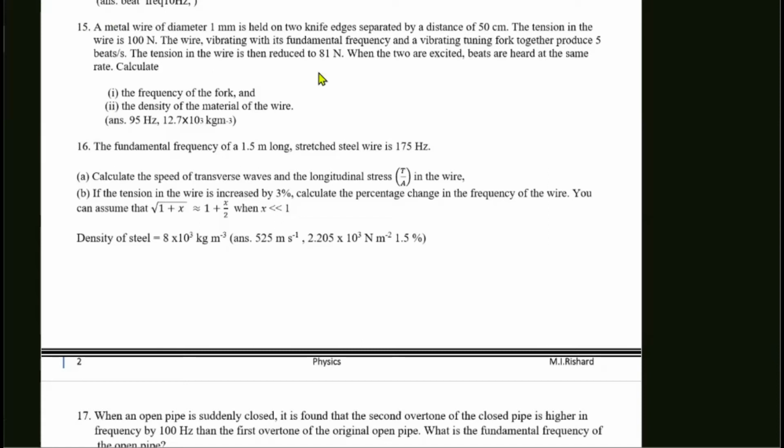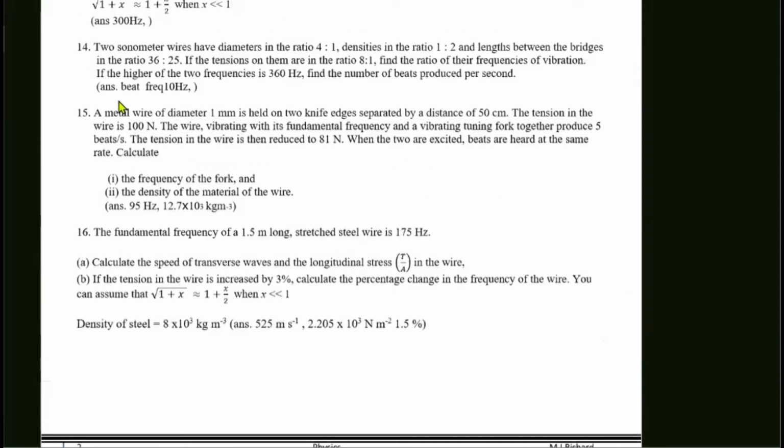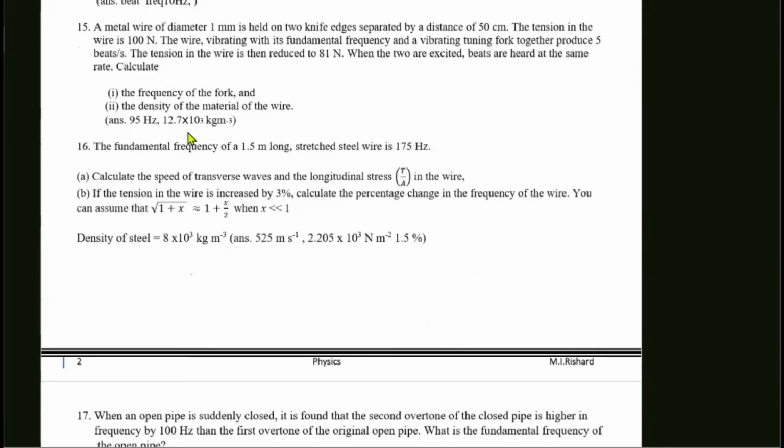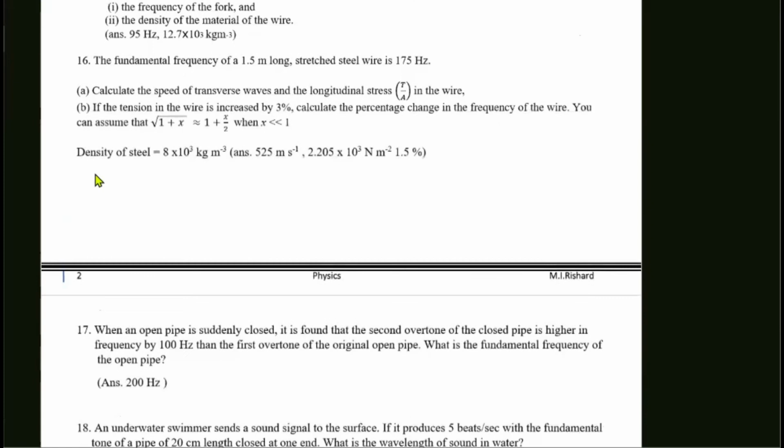All right, guys, let's go for the 15th one, as the rest of them were beats problems. The 15th one says a metal wire. Yeah, this is also a beats problem. Let's go for the 16th one.